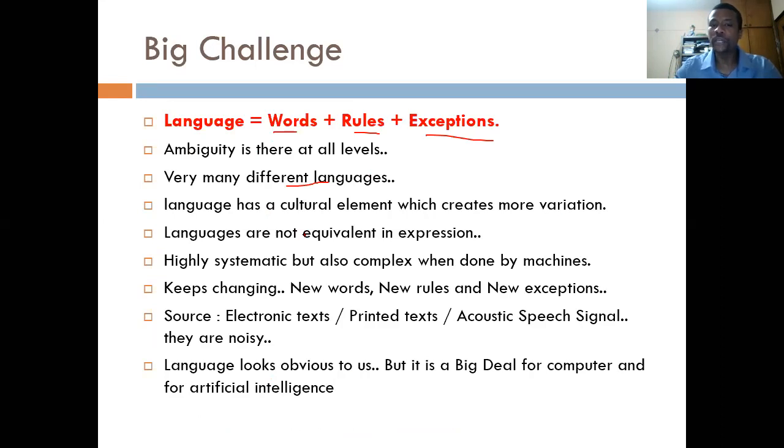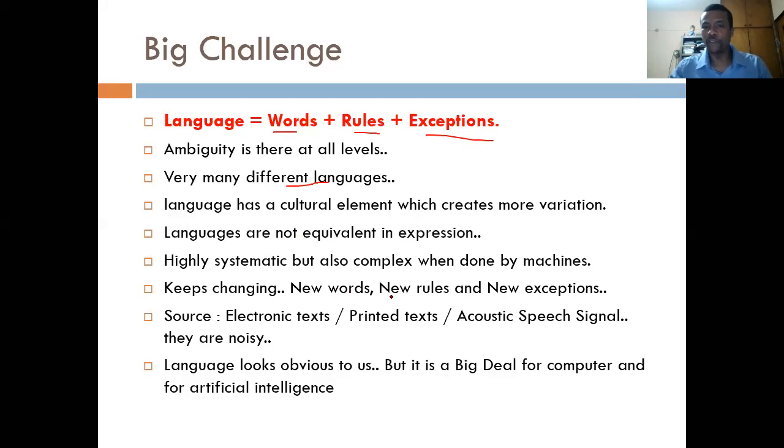And languages are not equivalent in their expression. Mind you, even though languages are equal, in terms of their expression they are not equal, because some languages use a single word to express a huge thing. Like, in English, we know that it is many words, right? Both are expressing the same concept, but they are not equally expressive. All are systematic, but cannot easily be captured by a machine.